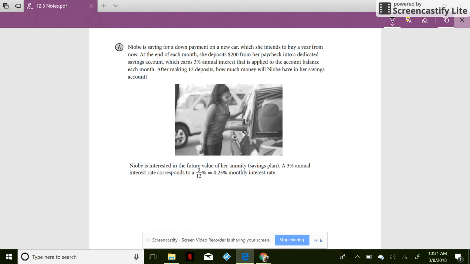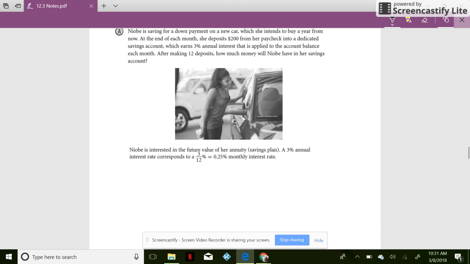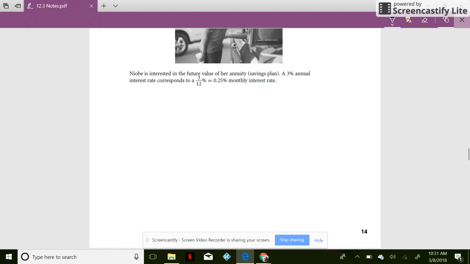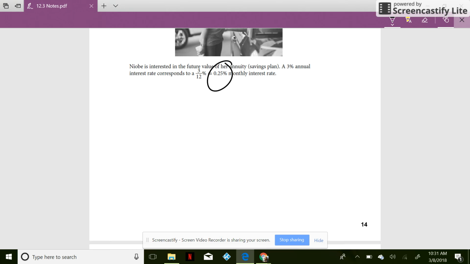So we have Niobe saving for a down payment on a new car, which she intends to buy a year from now. At the end of each month, she deposits $200 from her paycheck into a dedicated savings account, which earns 3% annual interest that is applied to the account balance each month. After making 12 deposits, how much money will Niobe have in her savings account? So she's interested in the future value of her annuity. The 3% annual interest rate corresponds to 3 over 12%, or 0.25% monthly.